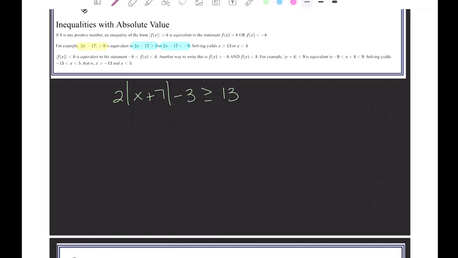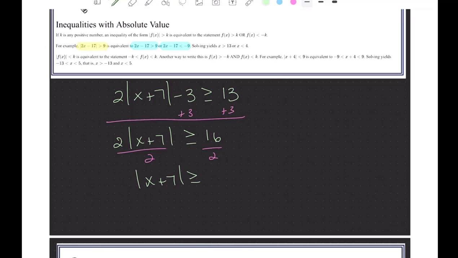All right. So in order to solve this, we're going to start off like it was any other equation. So what do we want to do first? Add 3 to both sides. Yep. And we still have our 2. Then 2 times the absolute value of x plus 7 is greater than or equal to 16. All right? Divide both sides by 2. So now I get the absolute value of x plus 7 is greater than or equal to 8. All right? So now I have my absolute value all by itself.